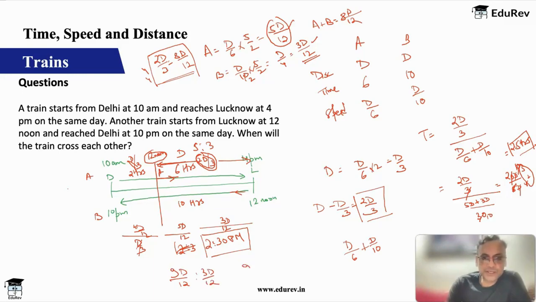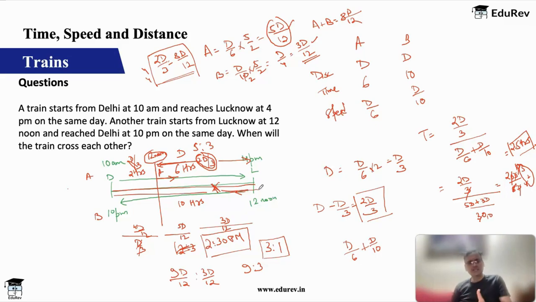So their distance covered is in the ratio of 9 is to 3 or 3 is to 1. Okay, so where will they meet? They will meet at 3/4 of the distance between Delhi and Lucknow towards Lucknow. Okay, 3/4. This distance is 3 times, this distance is 1 time.